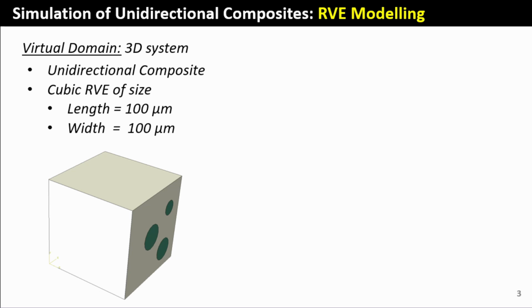Then let's look at a little bit more of the details. This is the RVE that we're going to model. It's a three-dimensional system. Some people do model this as a 2D system where you're only interested in what's happening on this face, but we're going to do it in a holistic manner by doing a 3D system. Our RVE will be cubic, so the length, width and height will all be 100 microns.